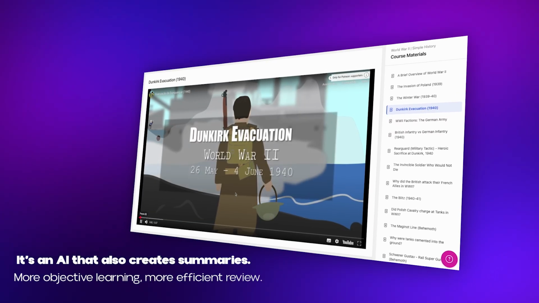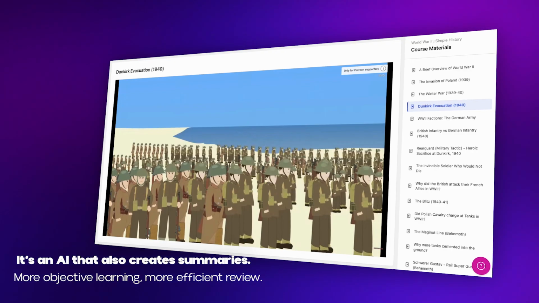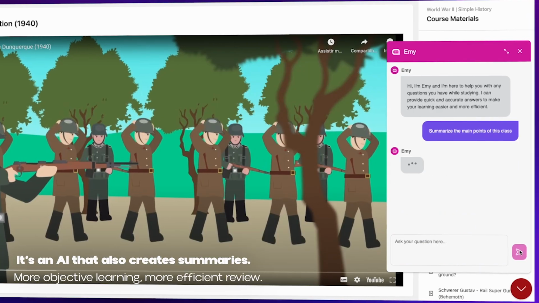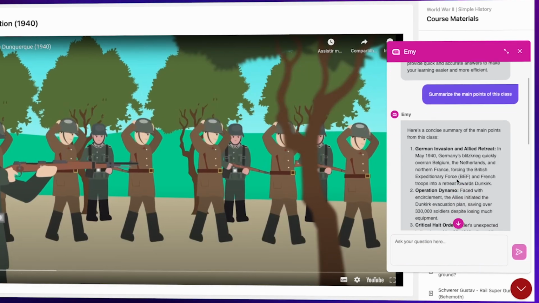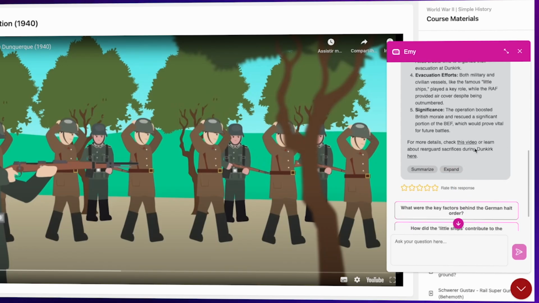Now, we show how Emmy can also assist in reviewing content. Here, it generates a personalized summary of a specific class, helping the student recall and reinforce the main points studied.